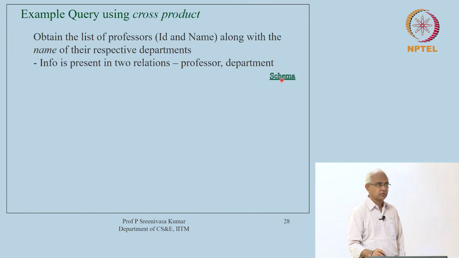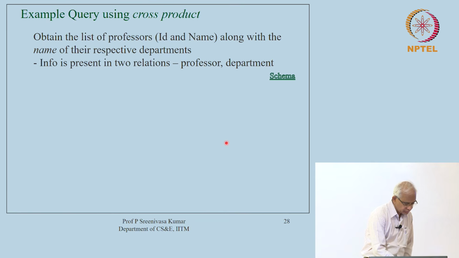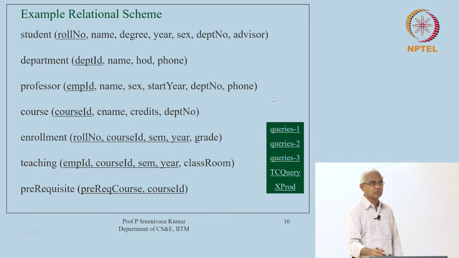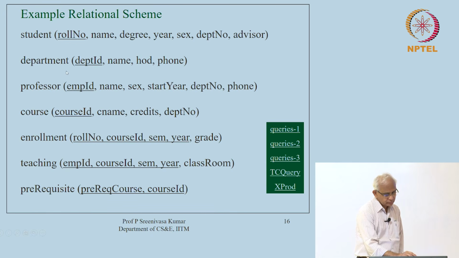If you want, we can go back to the schema and have a look at it, but I suppose you have the schema with you. Let me try whether this works. We will have to go to the pen, and there we are. So, if you want to have a look at the relation schema, we have it here. You can see that professor has the name and department number alone. So, if you want to know the name of the department, it is present in the department table.